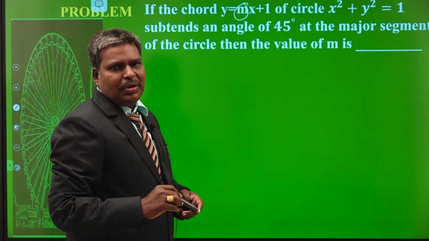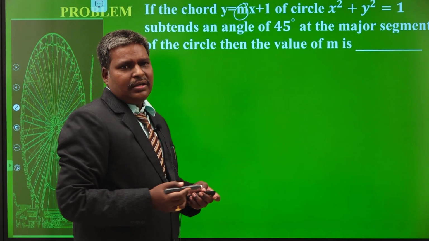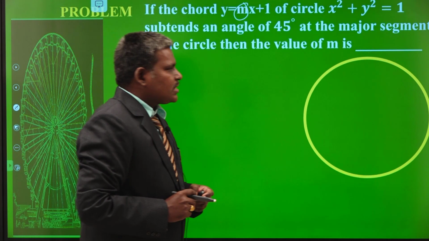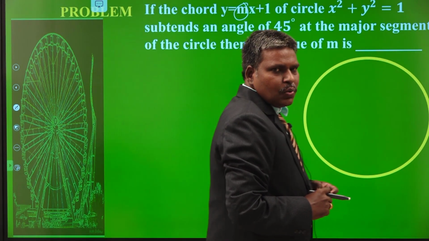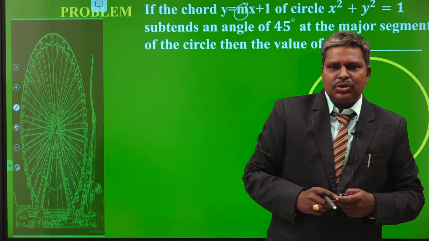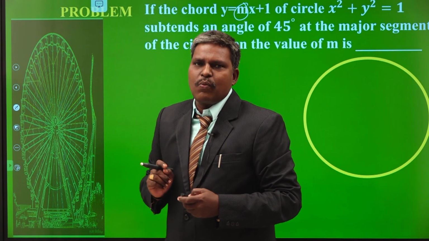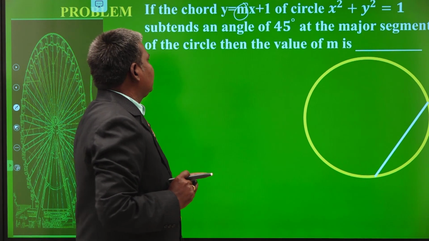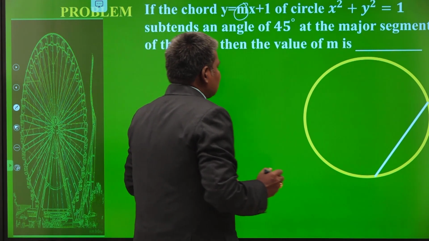For any problem in geometry, you try to draw the rough diagram. Let us draw. This is the circle x square plus y square is equal to 1. What is the center of the circle? 0, 0. What is the radius of the circle? 1. Now, this is your chord, y is equal to mx plus 1.